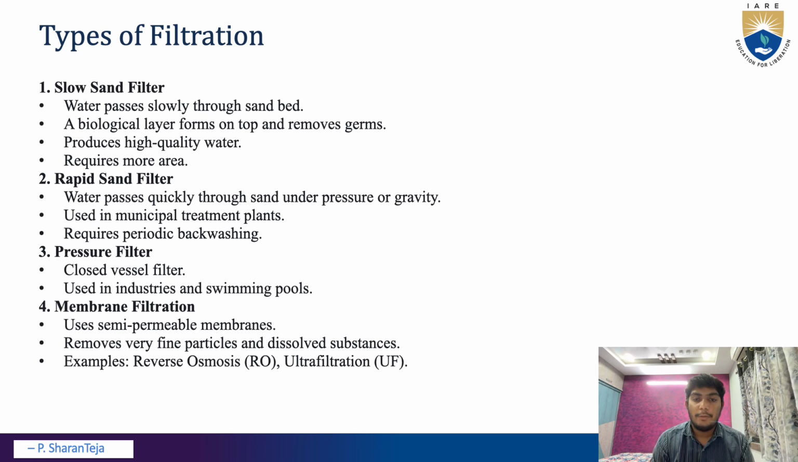And second one is rapid sand filter. Water flows quickly through the sand. It is used in city treatment plants and needs regular cleaning by backwashing. And pressure filter. Water is passed under pressure through a closed vessel, used in industries and swimming pools. Membrane filtration uses semi-permeable membranes and removes the fine particles. Examples are reverse osmosis and ultrafiltration.